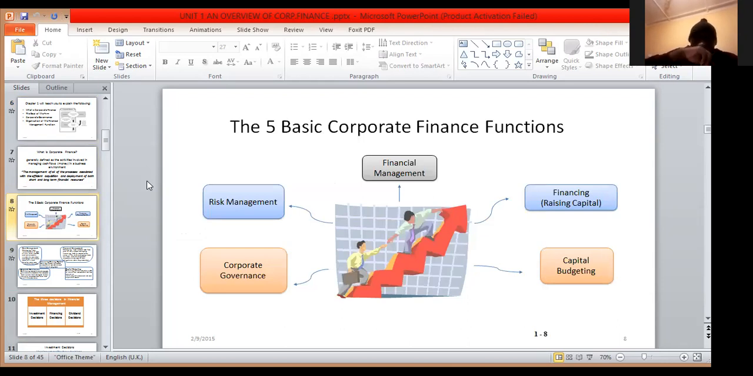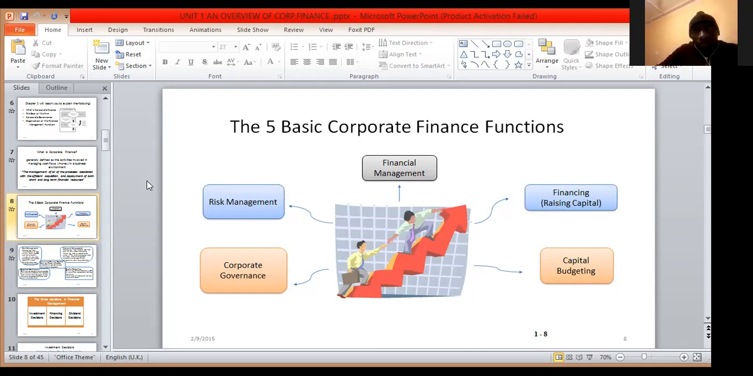There are 5 basic functions of corporate finance or financial management. If you look at this presentation, you can see that these 5 functions behave like a ladder, taking the organization to a certain level in the business. One of the functions of financial management is corporate governance. We are going to learn what is involved in corporate governance. Basically, it is the system or the way corporate institutions are governed and controlled.